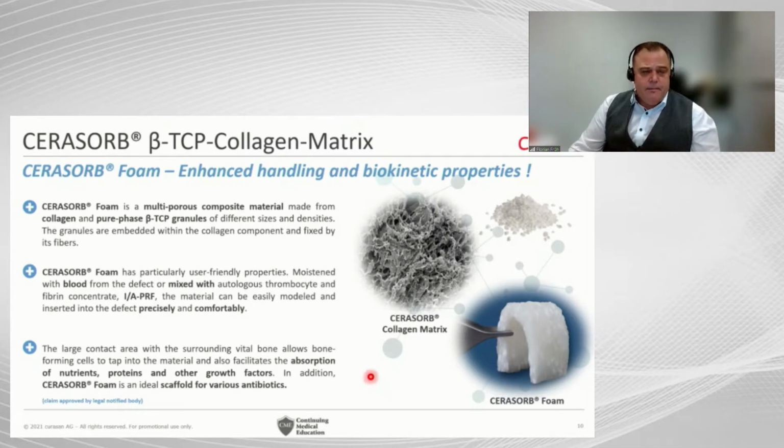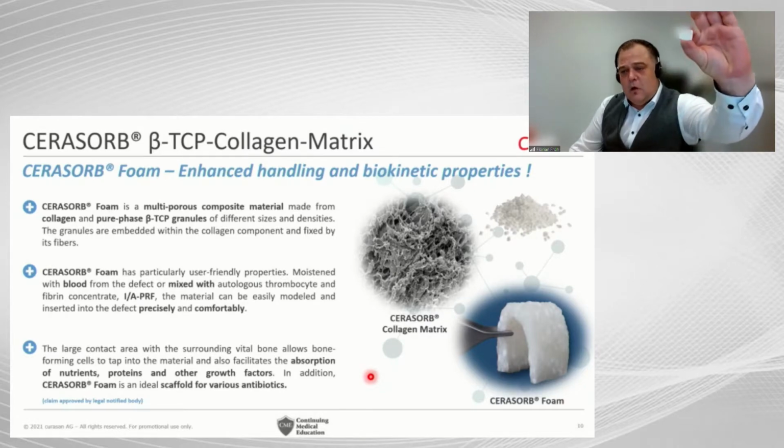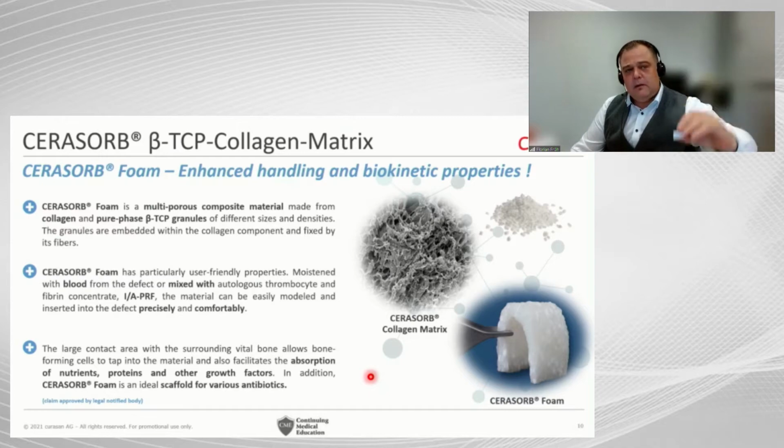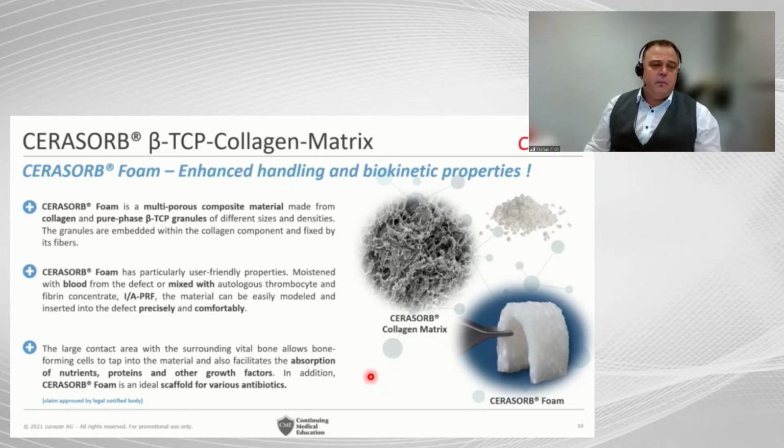Our CERASORB M material has then been designed and developed into a collagen composite material, CERASORB Foam, which is a multiporous material made from type 1 porcine collagen and pure phase beta-TCP granules of different sizes and densities. The granules are embedded within the collagen component and fixed by the collagen fibers.